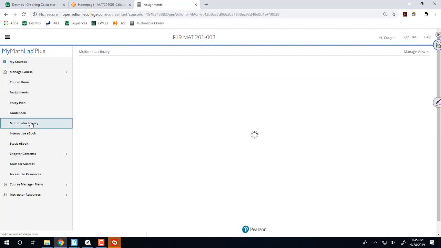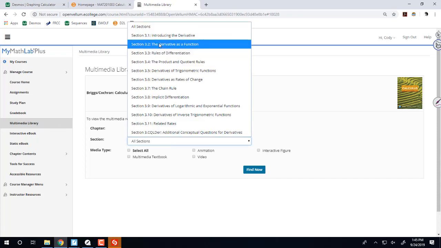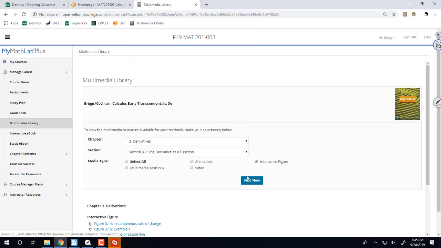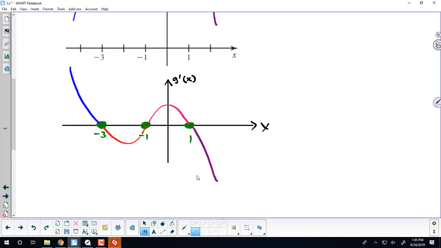There's many ways to get there, but I think the fastest is the multimedia library. You select Chapter 3, Section 2, and select interactive figure, and that'll pull up all the interactive figures for this section. If you're a visual learner, not everything has an interactive figure, but when something does, it can be really helpful. All right, so everybody good with that derivative graph?